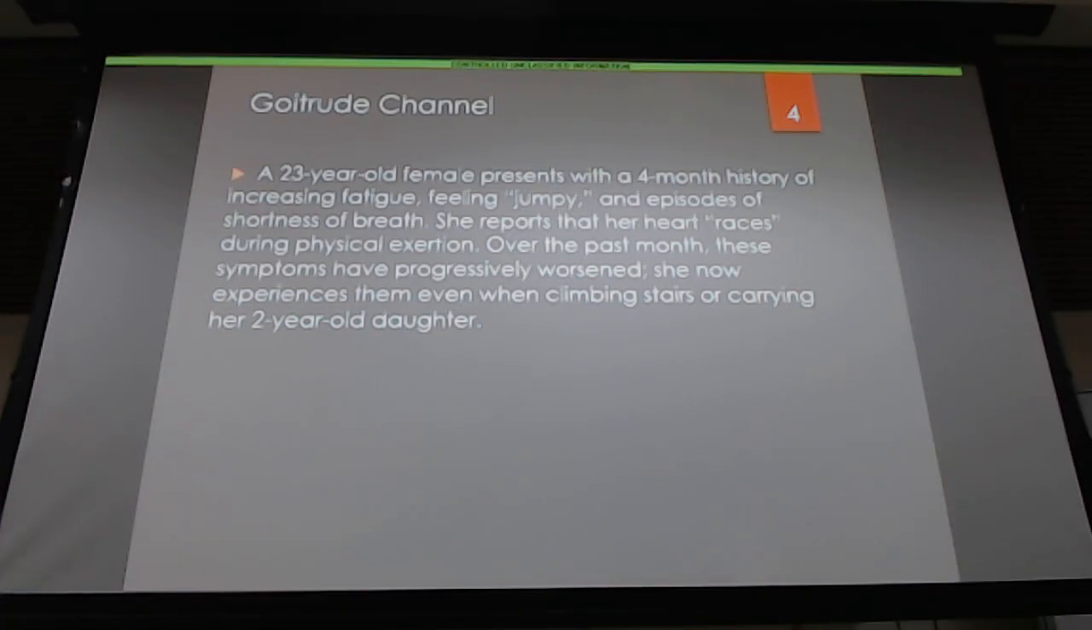Okay, so Gertrude Channel. She's a 23-year-old female, presents with a 4-month history of increasing fatigue, feeling jumpy, and has episodes of shortness of breath. She reports that her heart races during physical exertion. Over the past month, these symptoms have progressively worsened. She now experiences them even when climbing stairs or carrying her 2-year-old daughter.